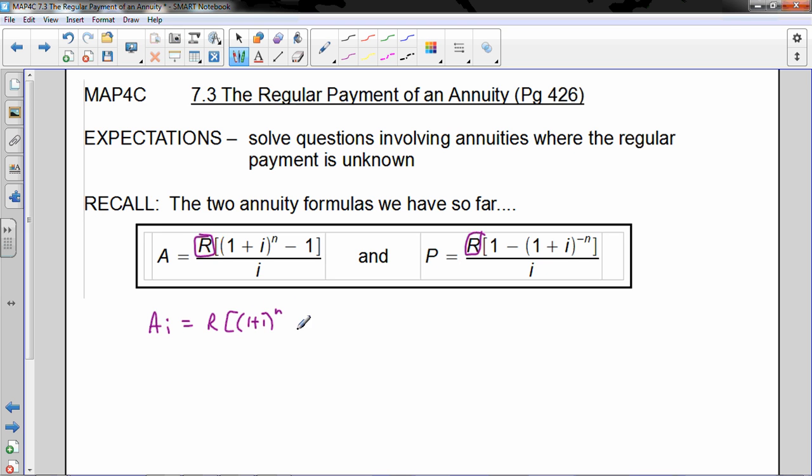And I don't know how you want to show that in your notes. Maybe even just like this. What did I do? I multiplied by I. And then, of course, it cancels on the bottom, and that's why we did that, right?